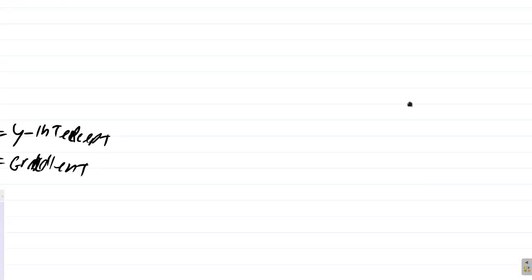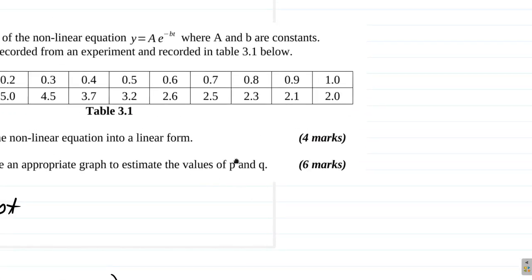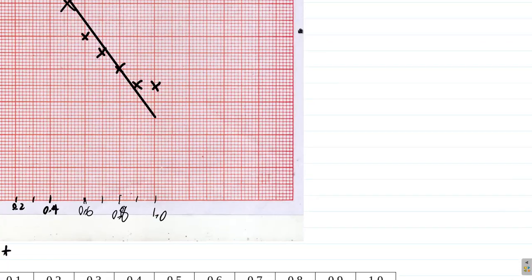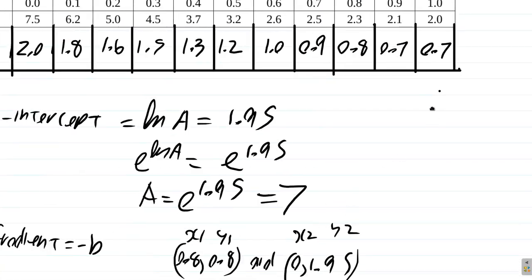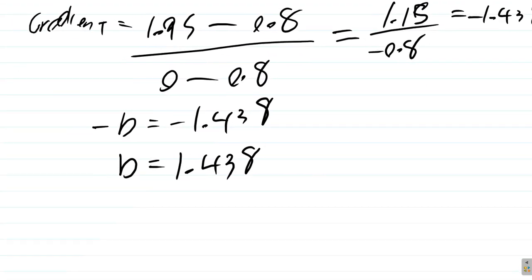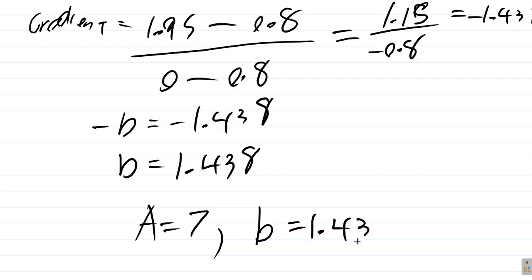Now remember the question here says the value of p and q, but that was an error in typing. It's really a and b that you want to find. So a is 7 and b is 1.438. So that is your answer. I'll see you in the next video.